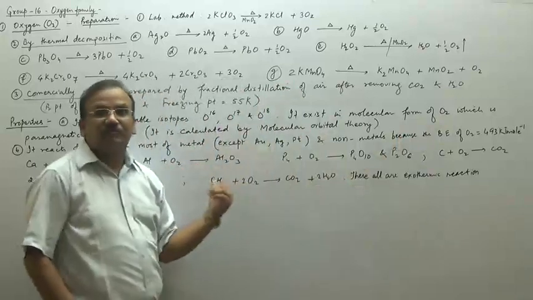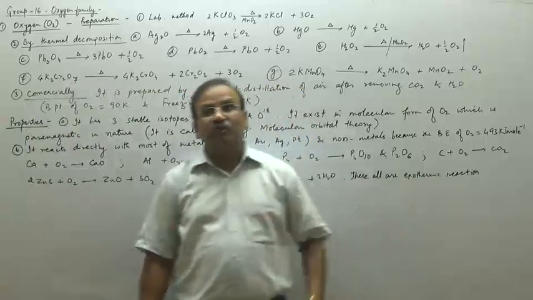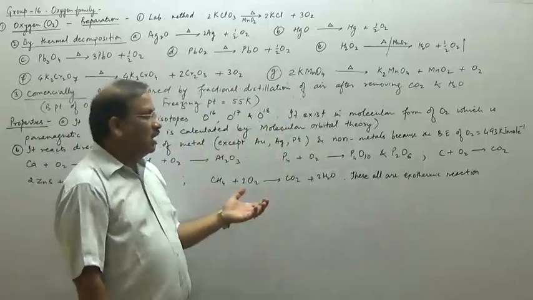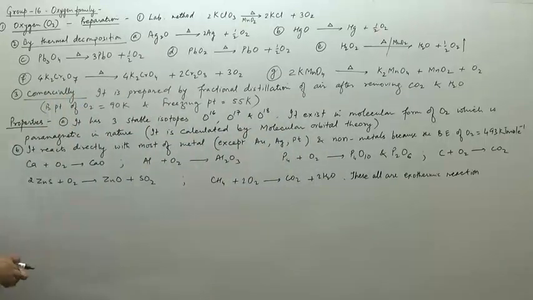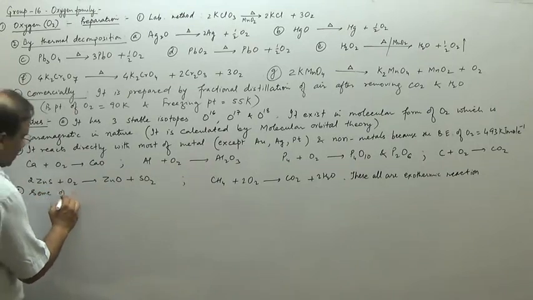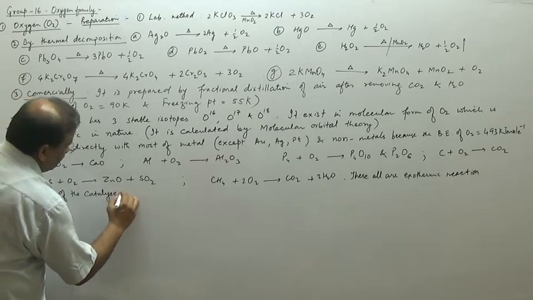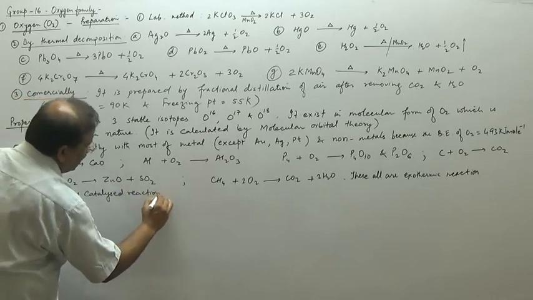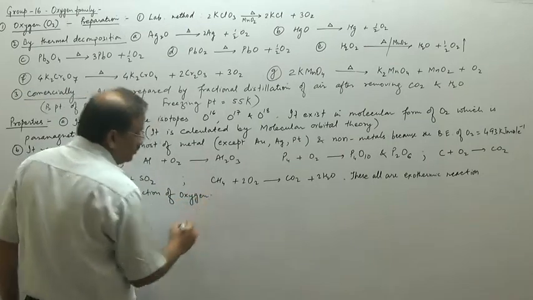So it directly reacts with most of the metals and non-metals, because all the reactions we write are exothermic reactions. So the reactions can take place very easily. Some of the catalyzed reactions of oxygen are like this.